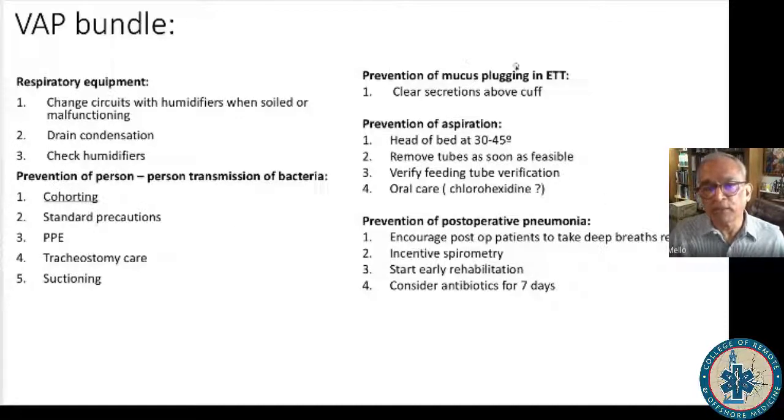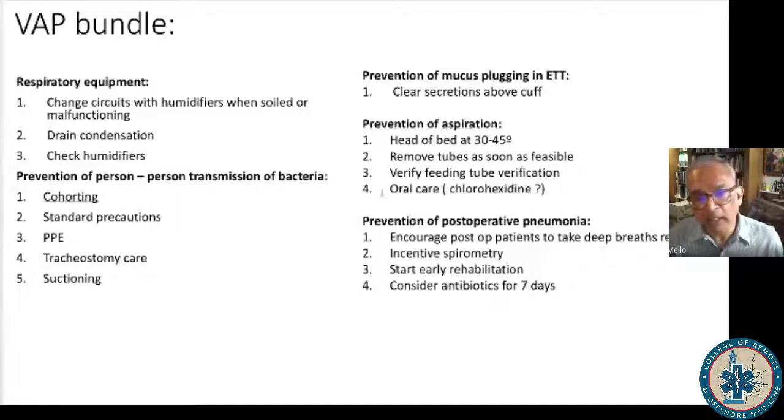Another thing you can do is to prevent mucus plugging before you extubate a patient. Make sure that you also clear the oral secretions that accumulate above the cuff. Reduce the degree of aspiration by putting the head of the bed at 30 degrees, as we discussed previously. Extubate them as soon as possible. If you're putting in a feeding tube, make sure that the tube is in the stomach and has not gone into the trachea. And this is best verified by X-ray, or better still, by ultrasound in an austere environment.